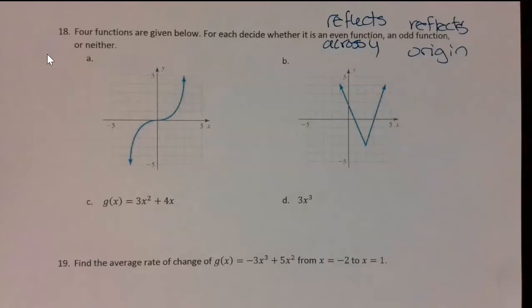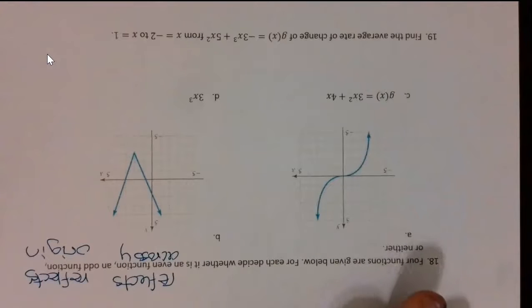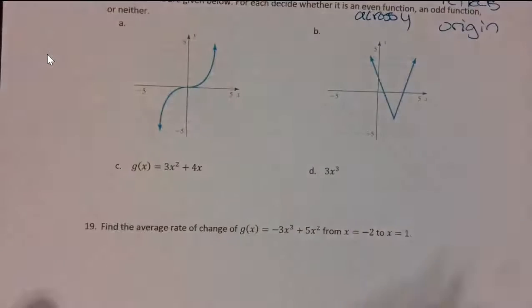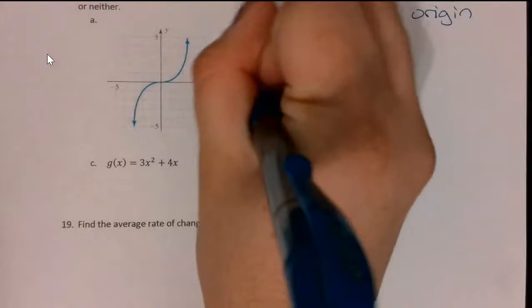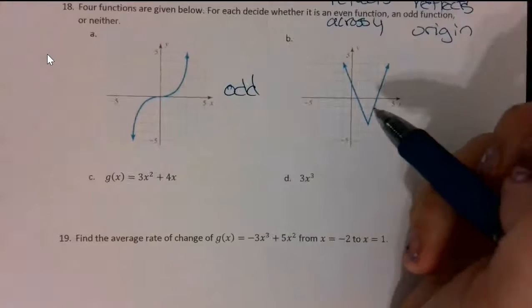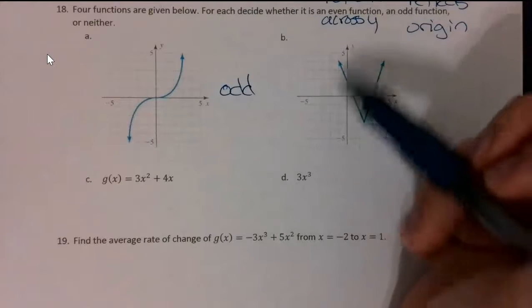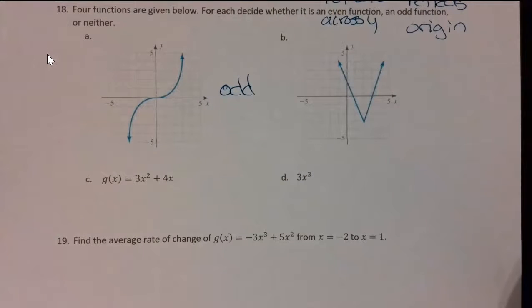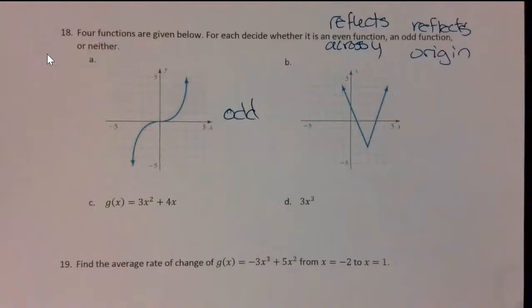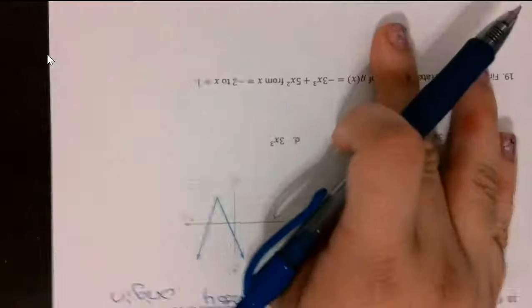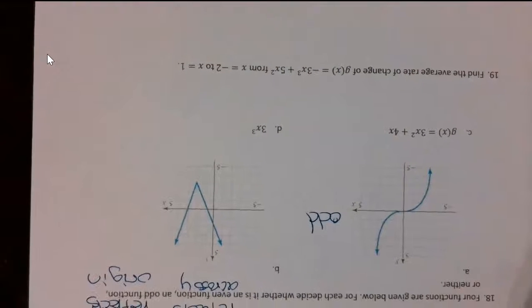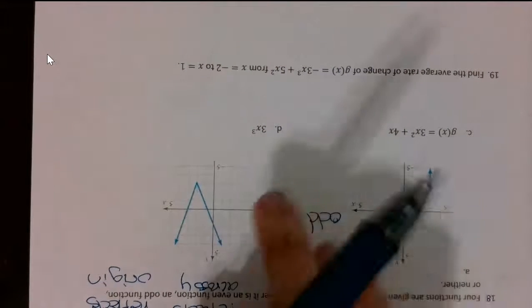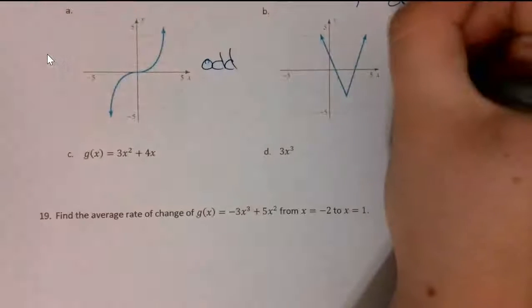So if I take a look at A, if I flip this paper upside down and look at it again, it's the same shape. So this one rotates around the origin, so it's odd. If I take a look at B, if I fold it across this line and reflect, it's going to look like a W on one side and a V on the other side, so it's not even. If I take the paper and spin it upside down, it does not look the same. It's now a mountain instead of a valley. So this one is neither.